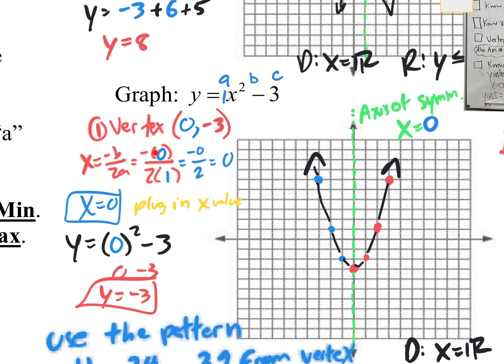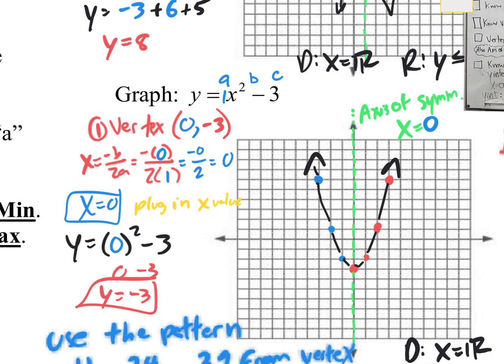So you end up with negative 0 over 2 times 1, which is 2. Negative 0 divided by 2 is simply 0. 0 divided by anything is still 0. So the x value of the vertex is 0. That's where I got this first number of my vertex. The x value is 0.